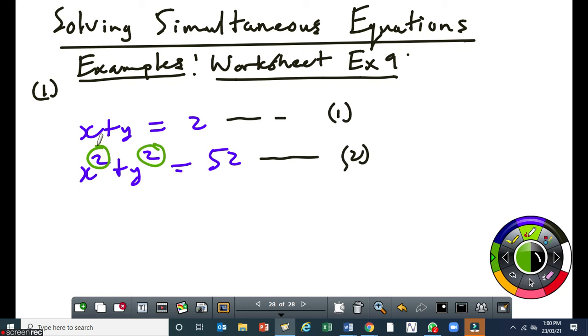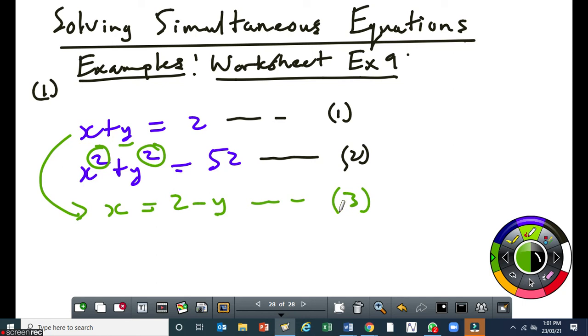For us to do that, we take the first equation, which is linear. We make x or y the subject. So I'm going to make x the subject. I'll take this y to the right and get x equal to 2 minus y. And this will become my equation 3. Okay? So now I'm going to use equation 3 and equation 2 to solve that pair of simultaneous equations.